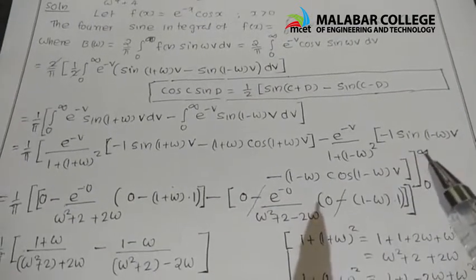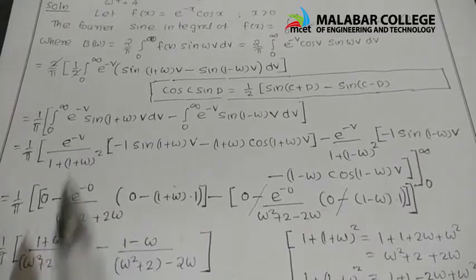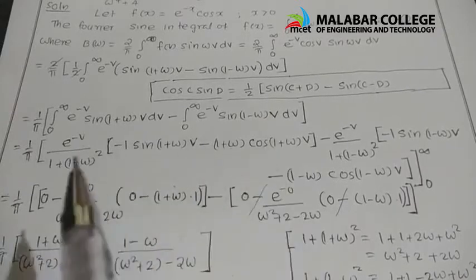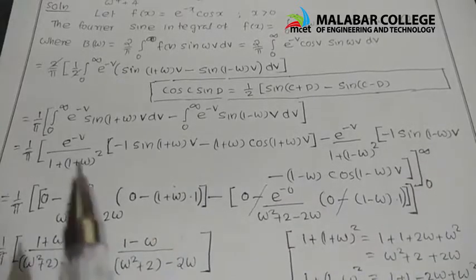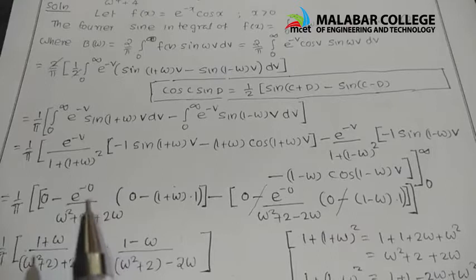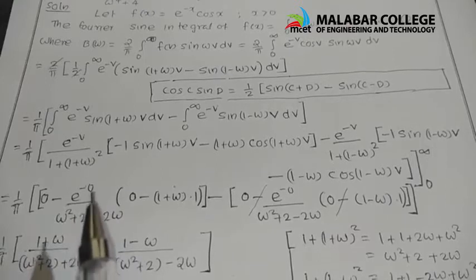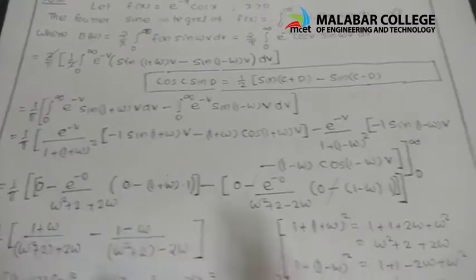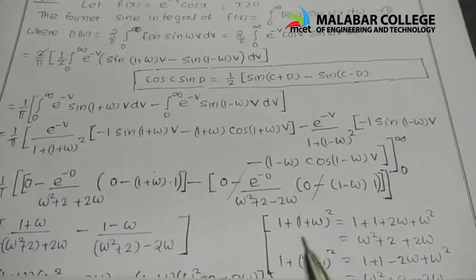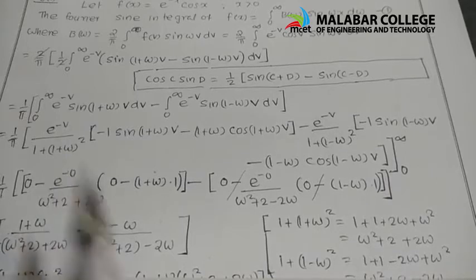The upper limit is infinity, and we know e raised to minus infinity is 0, so this complete term will become 0. For the lower limit, e raised to minus 0 is 1, so we get 1 by 1 plus omega square. I have simplified here: 1 plus omega whole square is 1 plus 2 omega plus omega square, and 1 plus 1 is 2. So this one is omega square plus 2 omega. This is the simplified form here.